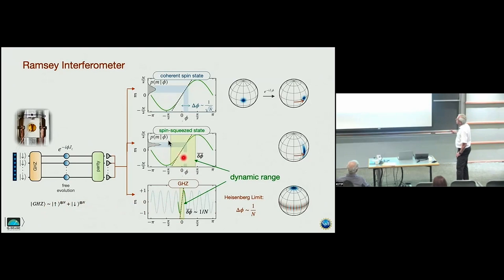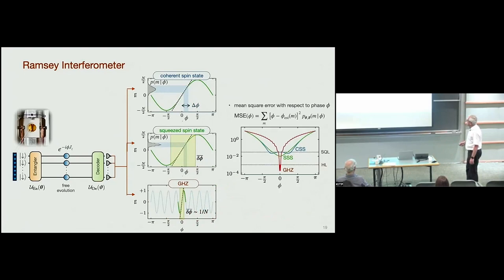If I just do a single measurement, you can see that the dynamic range of this interferometer down here can only distinguish phases uniquely within a very small interval, which is like 1 over n. So you gain the Heisenberg limit 1 over n, but you also lose over here. There are ways out by making multiple measurement scenarios that have been discussed in the literature. I'll come back to some of these things a little bit later.